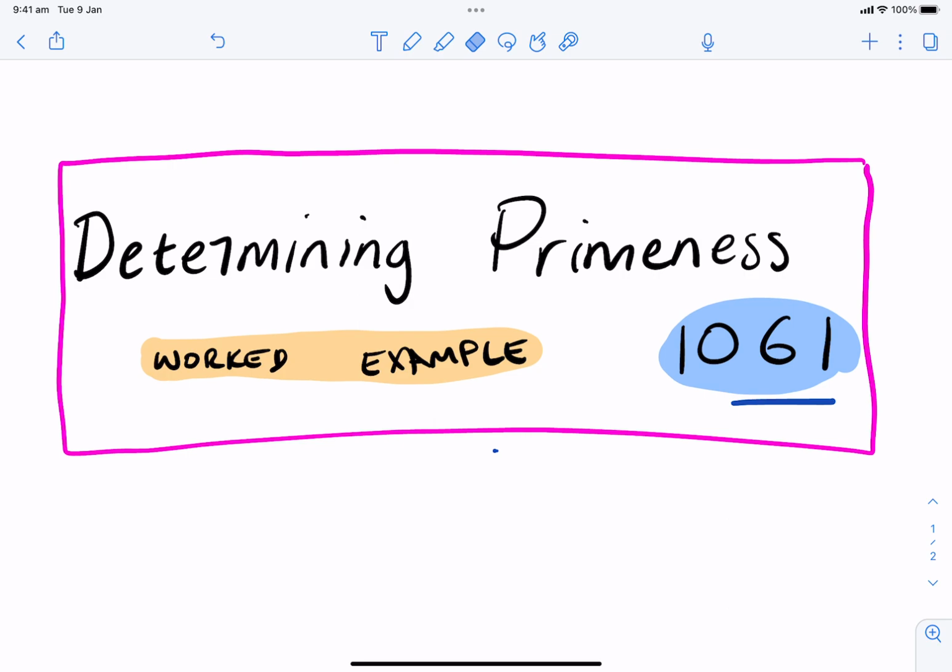In this video, I'm going to go through a worked example of how to determine whether a number is prime or not for a large-ish number. The two things that are important for making the process more efficient are, firstly, we only need to check primes.